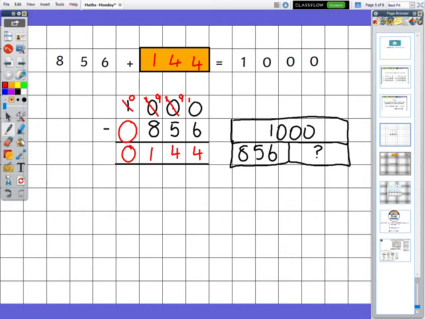Another way you could have done that is to think, right, to get to the next 10, I need to add 4 more, okay? So I can add 4 to give me 860, okay? And then to get to 900, I would need to add another 40.